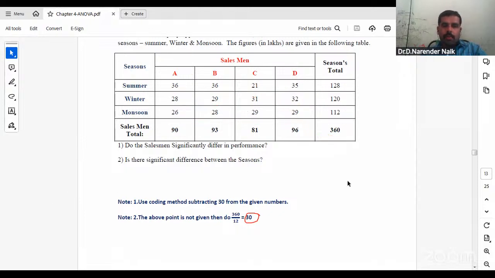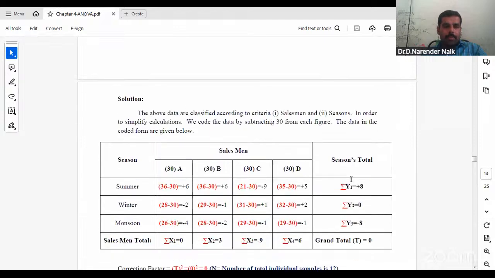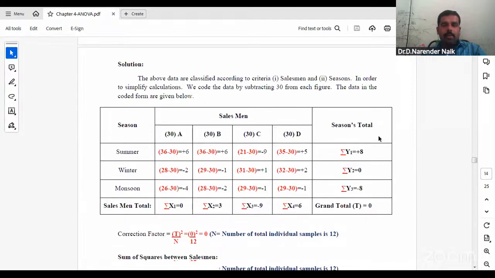So you observe carefully. Right. This is the answer. Above data are classified according to criteria: salesmen, seasons. In order to simplify calculations, we code the data by subtracting 30 from each figure. The data in the coded form are given below. That is seasons, salesmen, seasons total, salesman total.